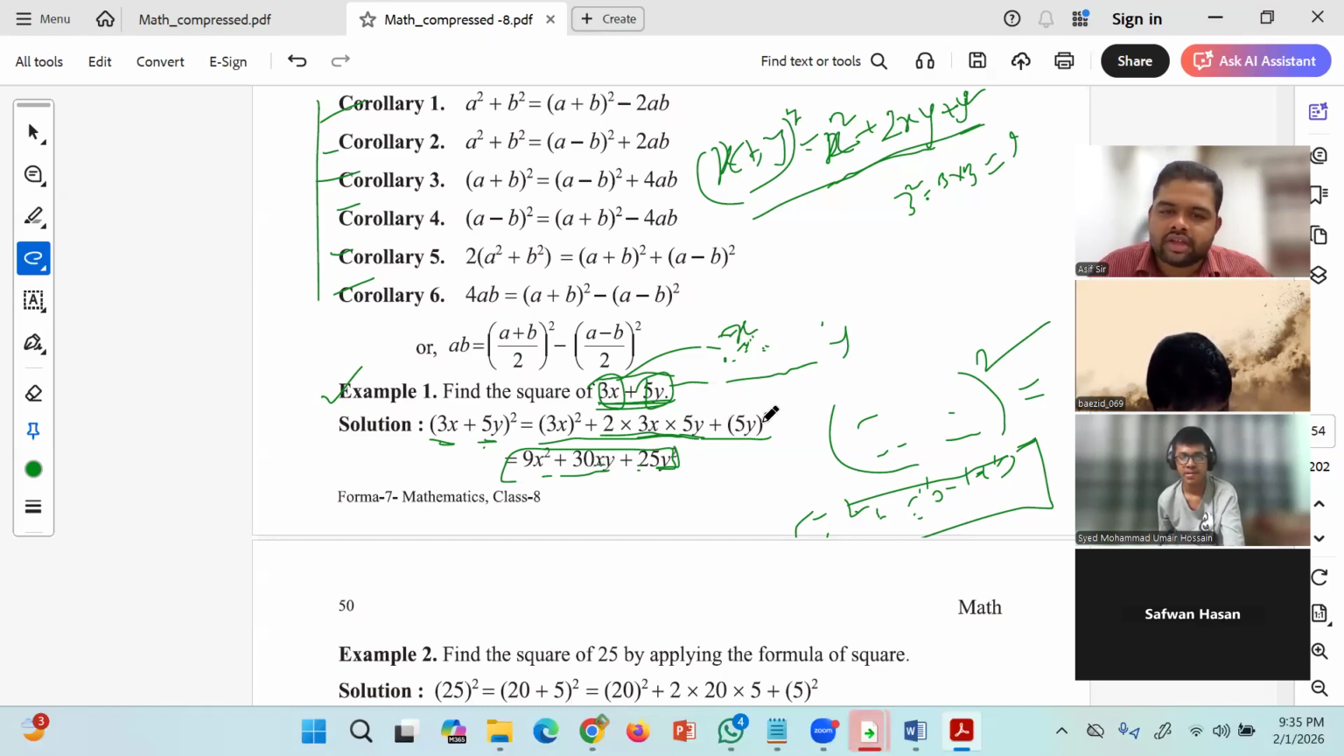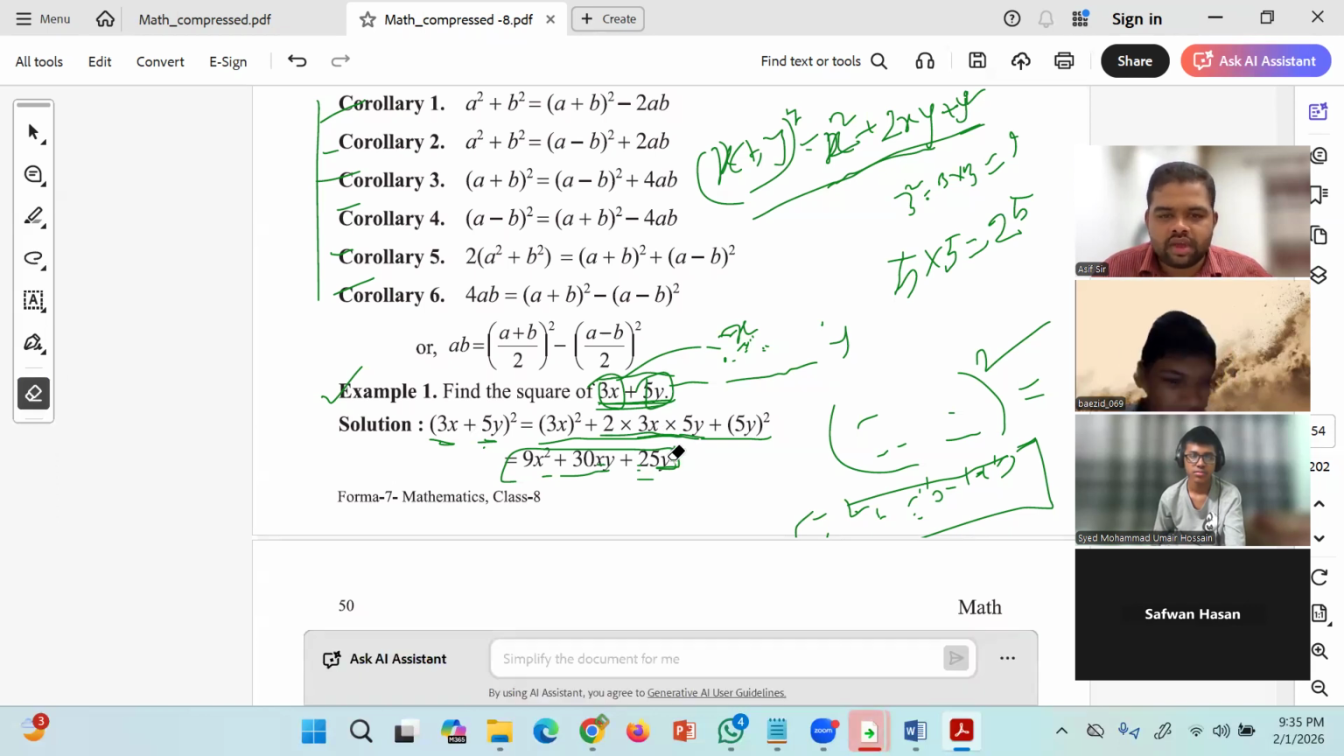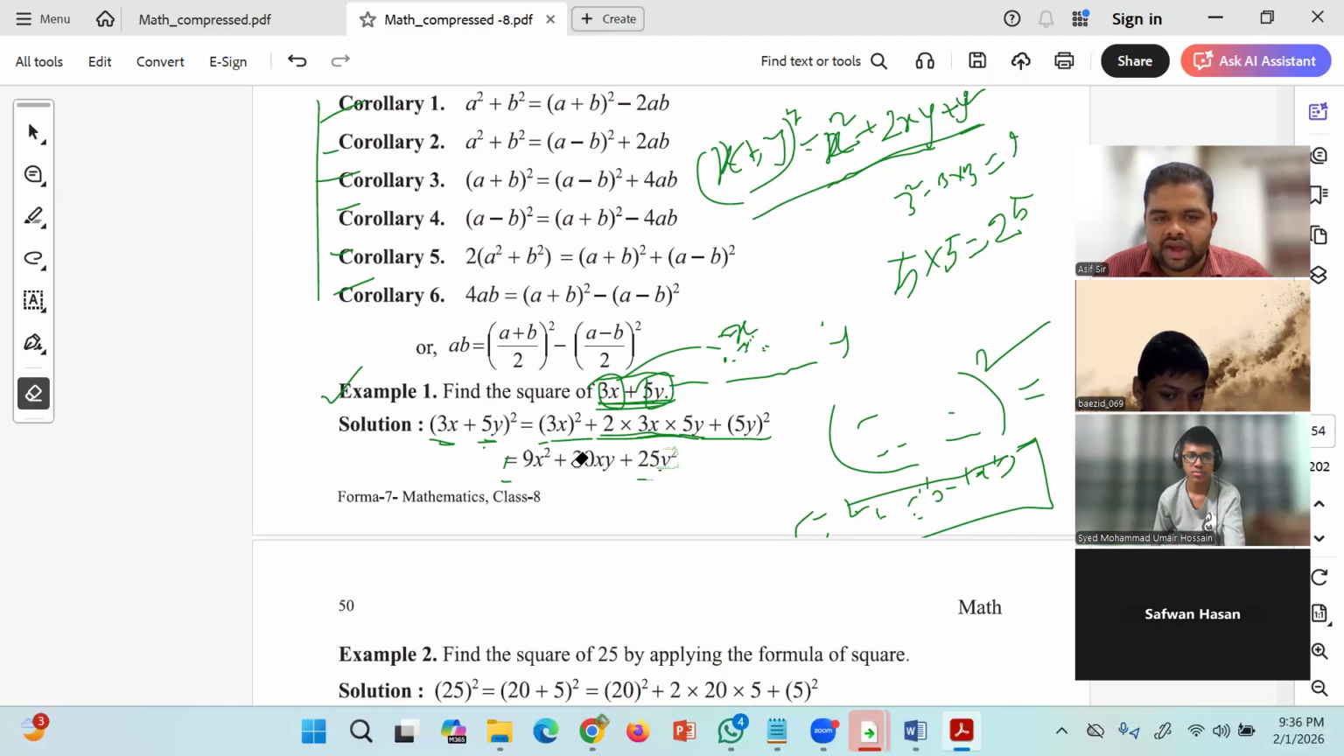Plus, the last one is y square, which is 5y square. So if we square 5, we get 25, because 5 into 5 equals 25. We already know that. So here we have found 25, and if we square y, we get y squared. So as you can see, the final answer is 9x squared plus 30xy plus 25y squared. This is how we can apply the first formula we have learned in the previous class.